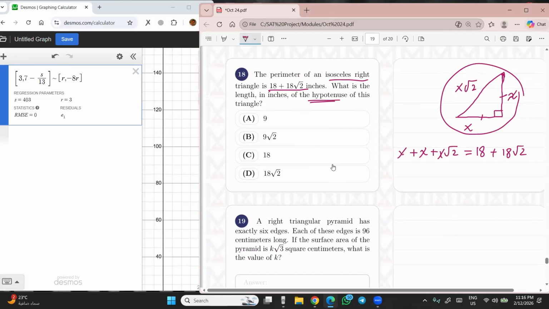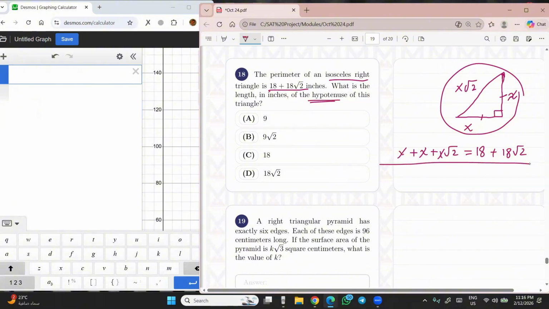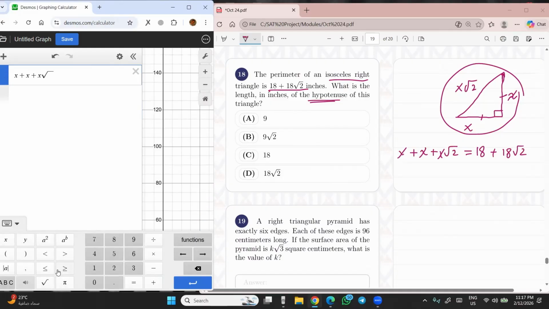So let's start with Desmos, and then we go to the calculator, the other method. Can we write this on Desmos? Yes, we can. We can write the equation as you can see here to get the value of x on the graph itself. So x plus x plus x square root 2, with the square root 2 here, and then get outside and write an equal sign, because we can see the graph here, 18 plus 18 square root 2. And we have a graph here.